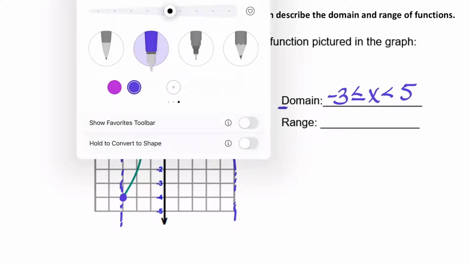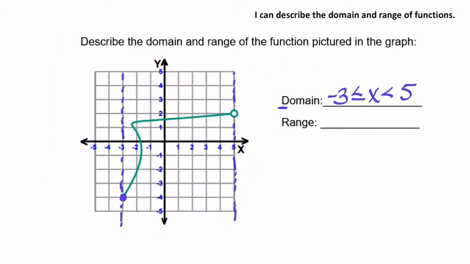Now let's work on the range. You can draw a line or put a Post-it at the lowest point, which is -4. And then we're going to draw a line or put a Post-it at the highest point, which is 2. So let's write the inequality. At -4, we have a filled in circle, so we're going to put less than or equal to. Then we write y because it's the range. The highest value is 2, so I'm going to write less than 2. And that is the domain and range.